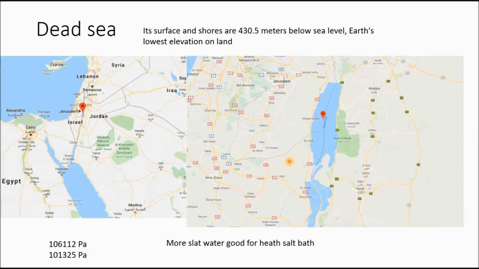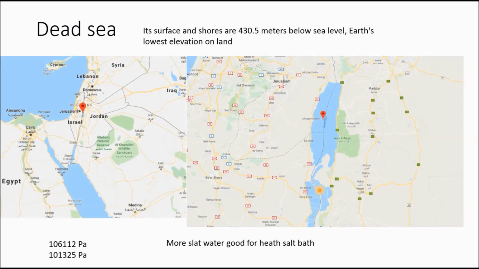So it is the Dead Sea, which is below the level of the sea, and because of that, the pressure rises. So the pressure in the Dead Sea is 106,112 Pascal. This Dead Sea is close to Jordan, and they call it the Dead Sea because it lies down in the earth and contains more salt water, and naturally breathing animals cannot live in it. So for that reason they call it the Dead Sea, as well as the pressure.